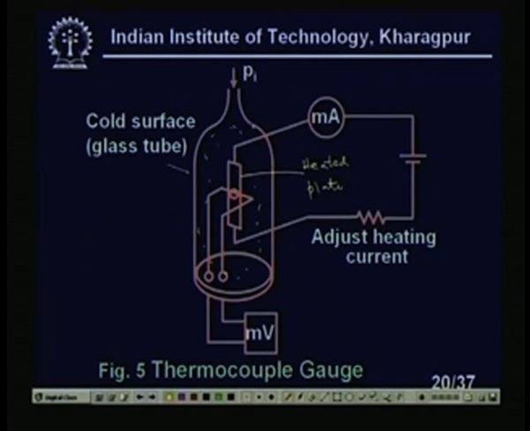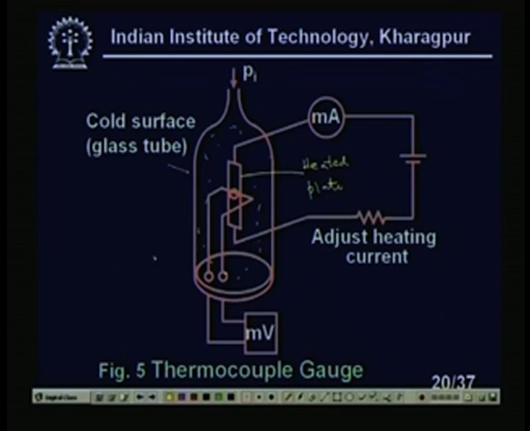As the pressure falls, there is less chance of the molecules taking away heat to the colder surface, the glass tube. With the same current and the same battery voltage, the temperature of this heated plate will increase. There is one thermocouple welded here, which will measure the rise or fall of temperature of this heated plate. If the pressure increases, the temperature will fall.